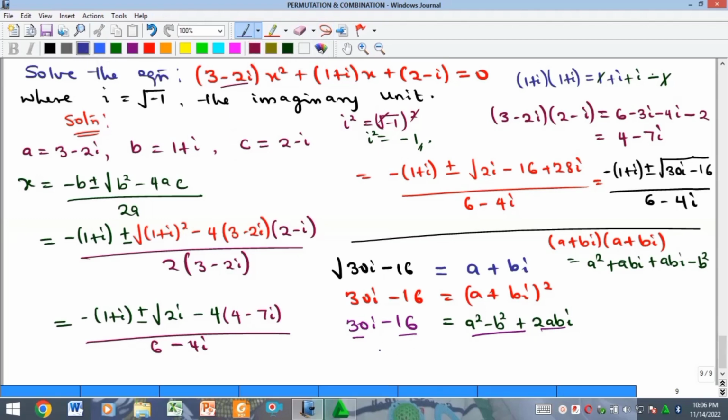So what it means is that a squared minus b squared is equal to minus 16. We can call this equation 1. And then the implication also is that the coefficient of i on the right hand side, which is 2ab, must be equal to the coefficient of i here, which is 30. And we can push this a little bit. We can divide both sides by 2, and that will give us that ab is equal to 15. And so we can call this equation 2. So we'll solve these two equations now to be able to get our value for a and b.